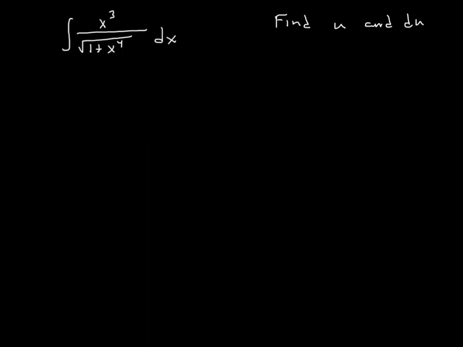Here's our next problem. We're going to take the integral of x cubed over the square root of 1 plus x to the 4th. What I want you to do is find u and du, and make the substitution in there and then see what you can do with getting that indefinite integral. So pause the video, find u and du, make your substitution, and then integrate that and see what you get, and then come back and we'll go through it together.